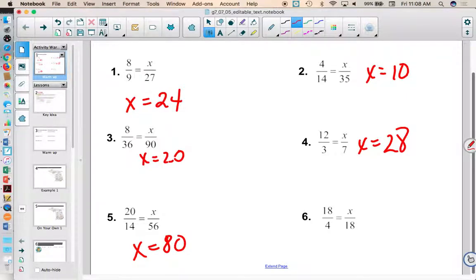And finally, 18/4 is equal to x over 18. What's that going to be, Michaela? 81. Does everybody agree with all these calculations? Yes. And everybody knows how to get them? It's easy now that we've done it a while. Okay?